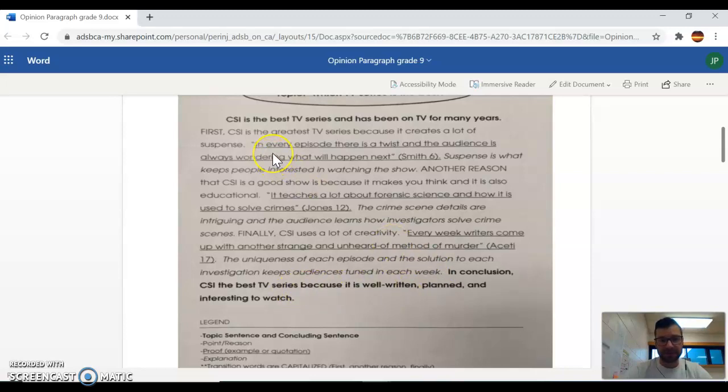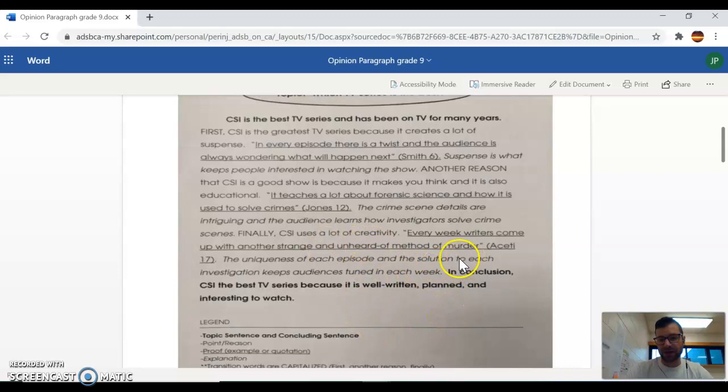Well written, so creates a lot of suspense. It's another way of saying it's well written. It keeps viewers on the edge of their seats. There's always a twist, always wondering what's going to happen next. So that's why it is well written. Planned. Well, any good show, there's a lot of planning that goes into it. So, and it's educational in the fact that it teaches a lot about the forensic science and how it's used to solve crimes. The crime scene details are intriguing, and the audience learns how investigators solve crime scenes. That is the planned portion.